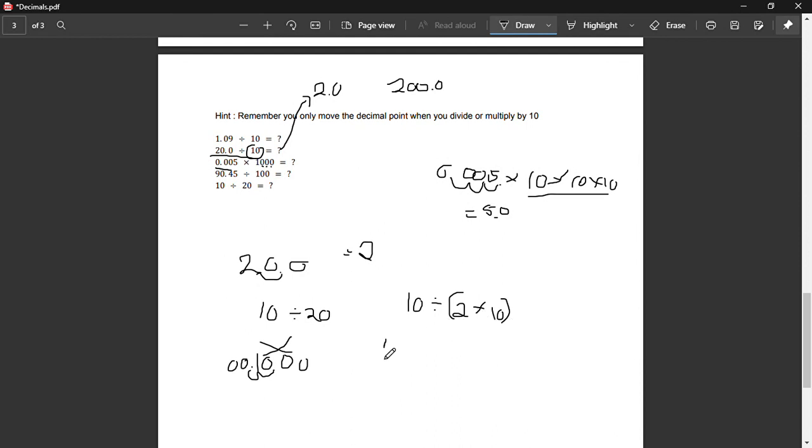So you're dividing by a 10, so you can move the decimal point to the left. But now you're still left with 1 divided by 2, right? And if you know this answer, that's just 0.5, or 1 over 2, however you want to represent it.